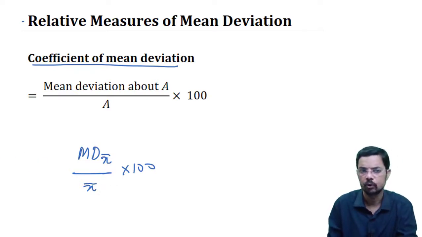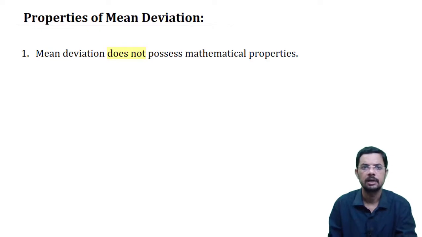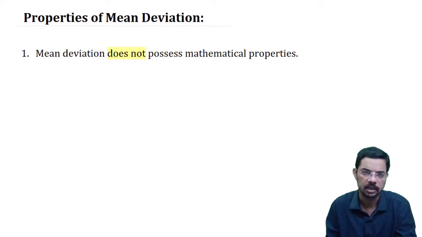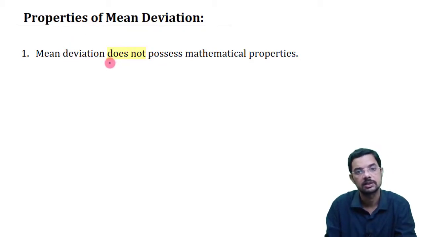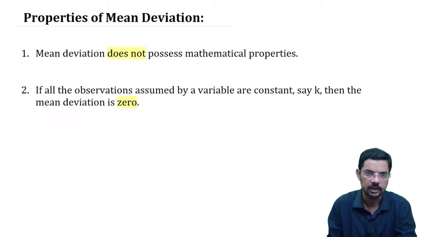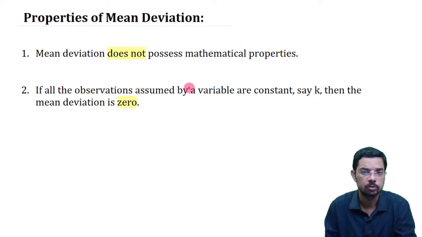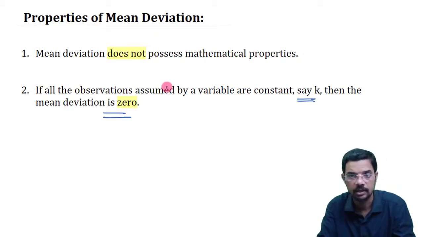Now, let us discuss some properties of mean deviation. The first property says that mean deviation does not possess any mathematical properties. The second property says that if all the observations assumed by the variable are constants, then the mean deviation is 0. That is again very clear.